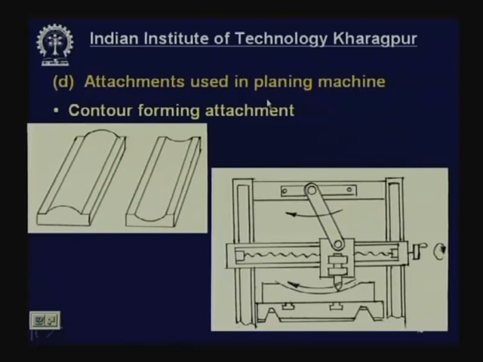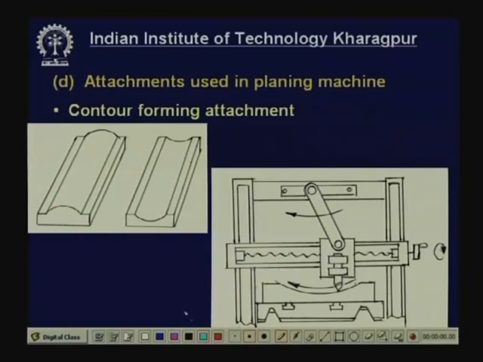Now, attachments used in planing machines. Friend, do not think that the examples I am giving are the only possible attachments. There may be a few more attachments also. I am giving some common types. Now, attachments used for planing machines: the contour forming attachment. Suppose there are big bars or plates or tables or beds of some machines, very large ones, maybe 2-3 meters long or 1 meter wide and thick. Here we have to produce some contour. This may be of different types, say this is one type, or it can be concave type. This kind of contour can be produced in a planing machine.